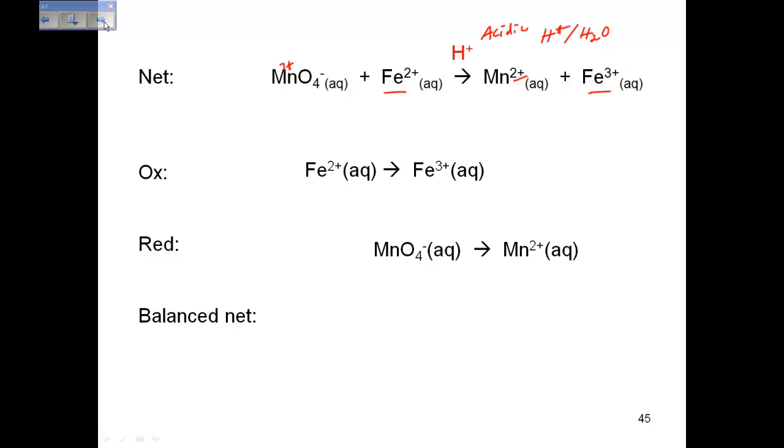Now I didn't put the H plus and water anywhere yet. I'm going to let that happen as I go and balance the equation and let that dictate where to put it.